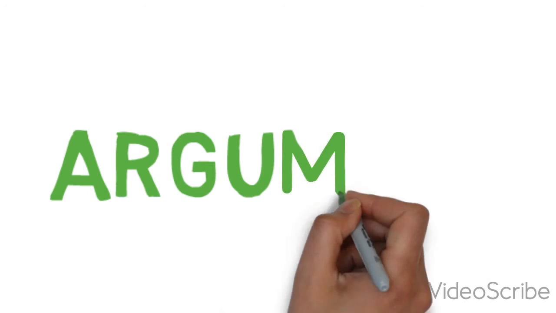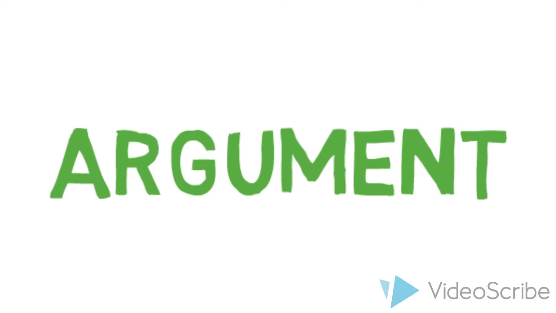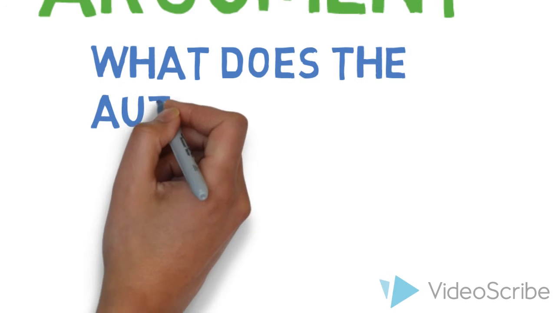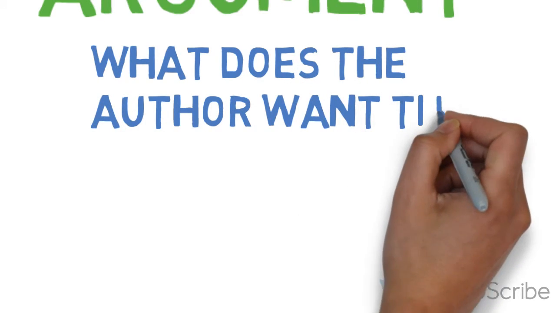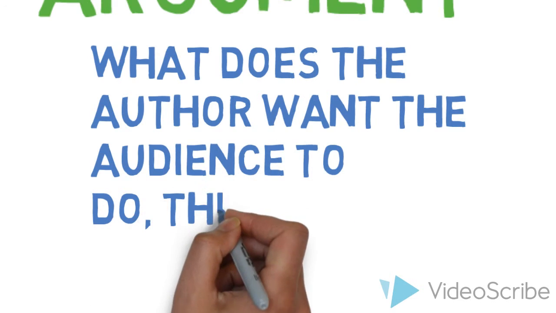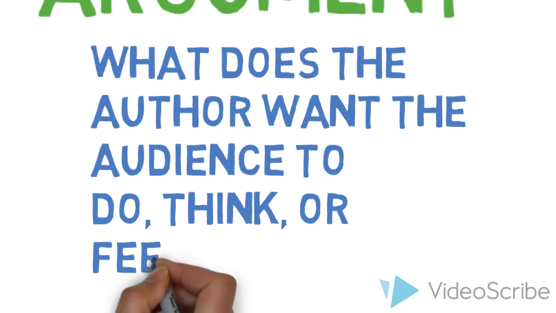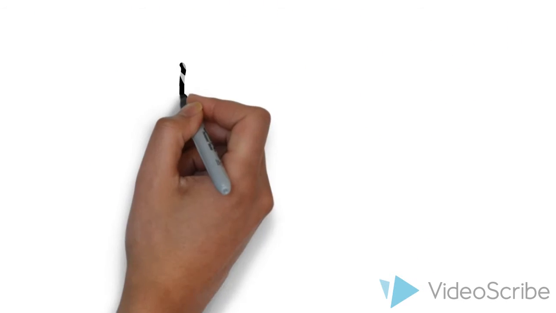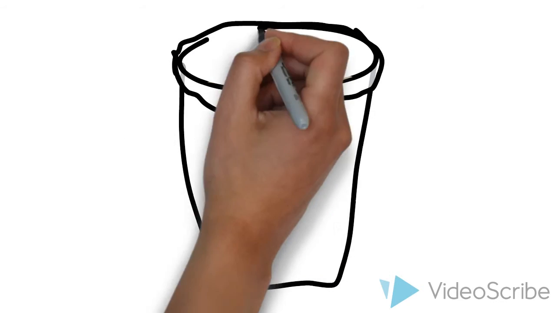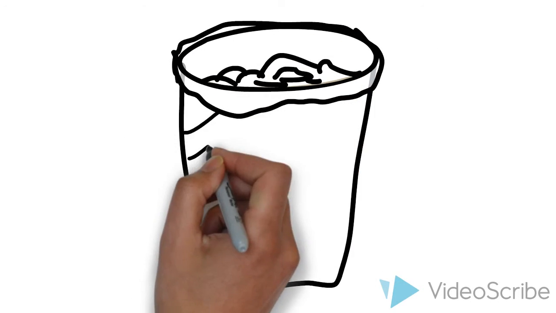And then your last part of the AP square is the argument. The argument's the most important. You want to ask yourself, what does the author want the audience to think, do, or believe? So they're trying to get the audience to do or think something or feel something. So if you're looking at a note written by a mother saying, take out the trash, the argument is, take out the trash. That's what they want to be done.